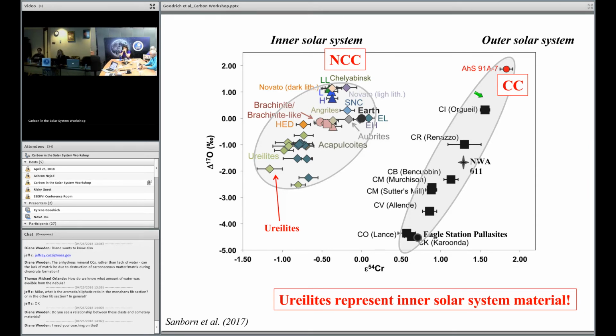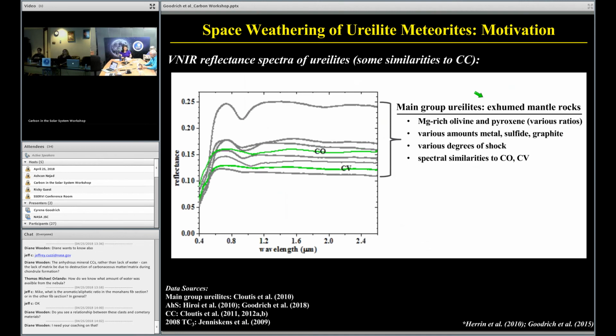So what you can see here is that Ureilites fall into the inner solar system group, which is something that surprised everybody when it first became known because of their high carbon contents. And also they have oxygen isotopes which are more like those of carbonaceous chondrites. But Ureilites seem to represent a reservoir of inner solar system materials, despite these high carbon contents, which makes them really especially interesting.